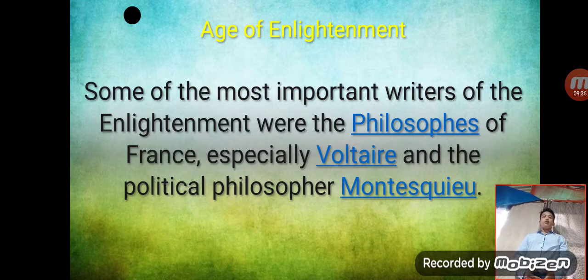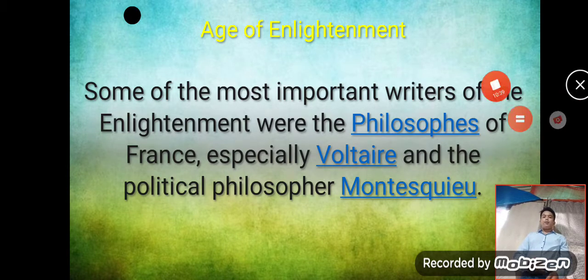Some of the most important writers of the Enlightenment were the philosophes of France, especially Voltaire, and the political philosopher Montesquieu. Other important philosophes were the compilers of the Encyclopedia, including Denis Diderot, Jean-Jacques Rousseau, and Condorcet. Outside of France, the Scottish philosopher and economist David Hume and Adam Smith, the English philosopher Jeremy Bentham, Immanuel Kant of Germany, and the American statesman Thomas Jefferson were notable Enlightenment thinkers.